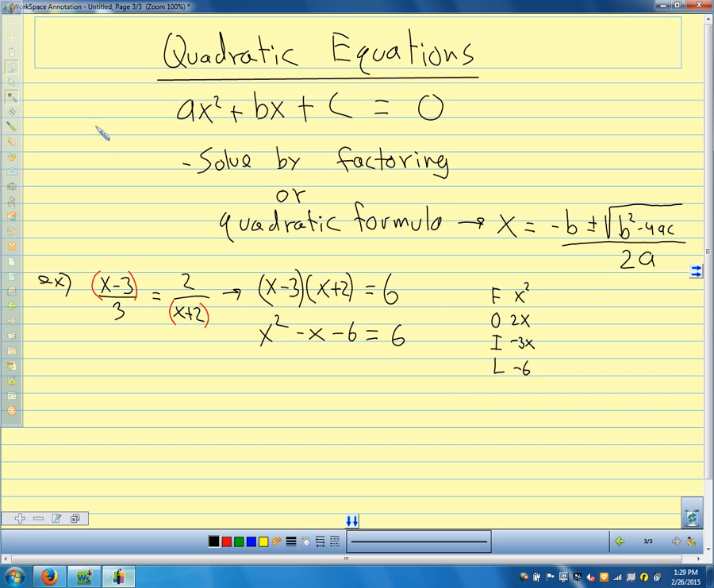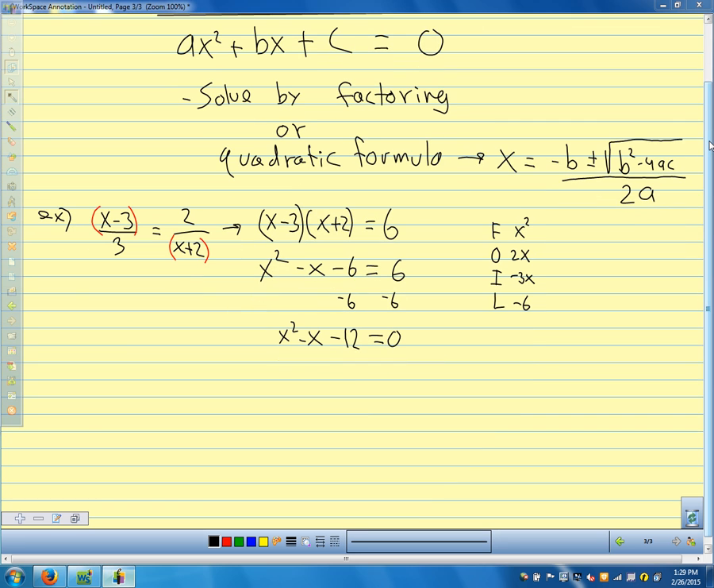I want my quadratic equation to look like this. So I subtract 6 from both sides, and I get x squared minus x minus 12 equals 0. I have a quadratic equation there. I either need to factor or use the quadratic formula.